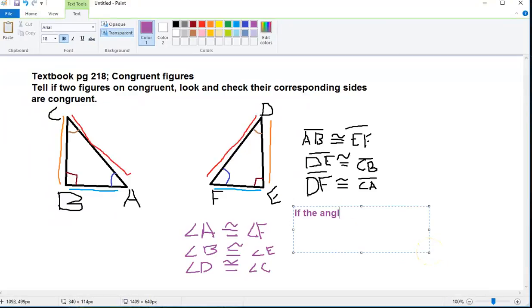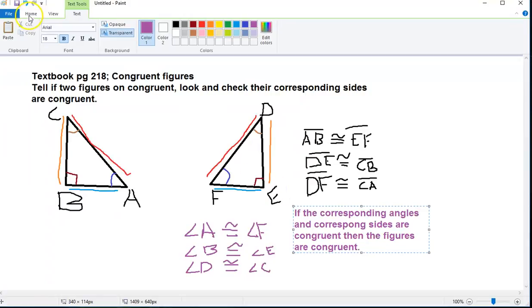So if the corresponding angles and corresponding sides are congruent, then the figures are congruent. Now, let's try a problem for you guys to check with. So let me go and make a new one.